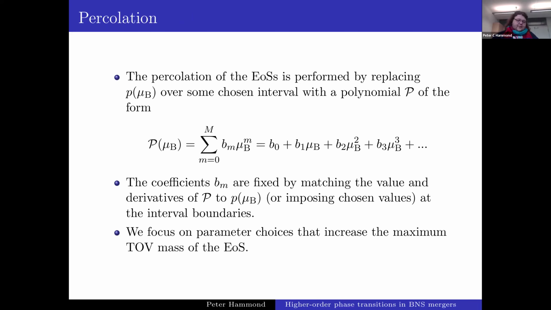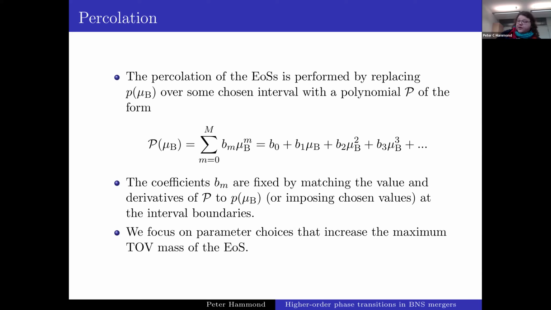So percolation is basically this idea of removing a portion of the equation of state that you already have and replacing it with some polynomial that you choose. You have freedom to choose a bunch of these parameters. By making different choices of these parameters, you can fix the pressure at each side. And then using more and more, you can start to fix the first derivative, the second derivative, either by matching at either side, or by imposing a value that you choose yourself. And we do both of these.